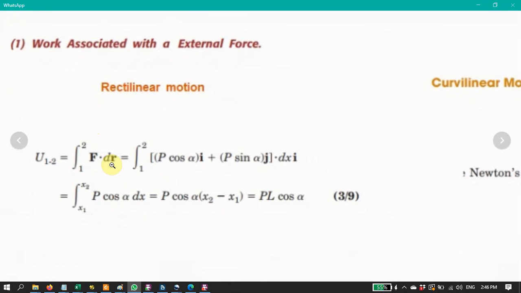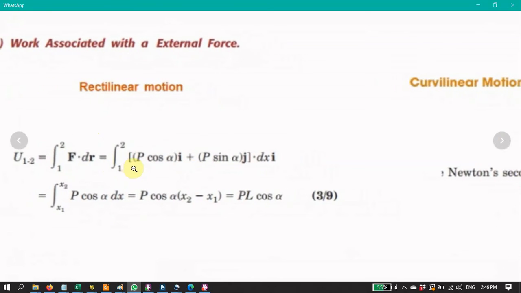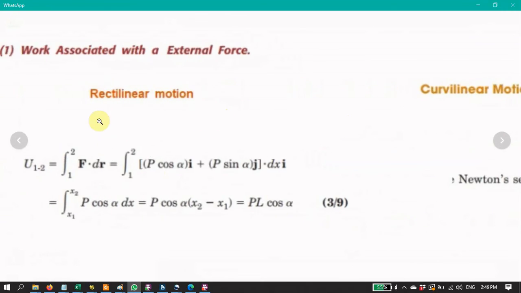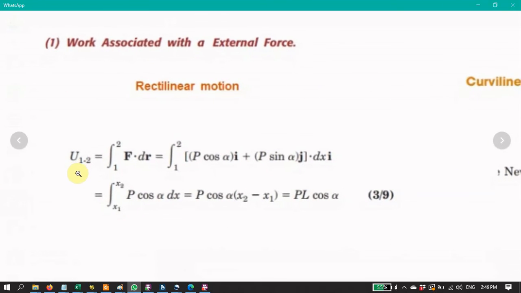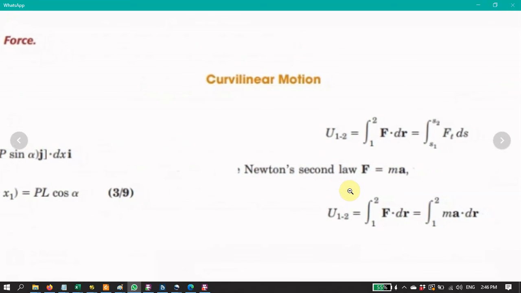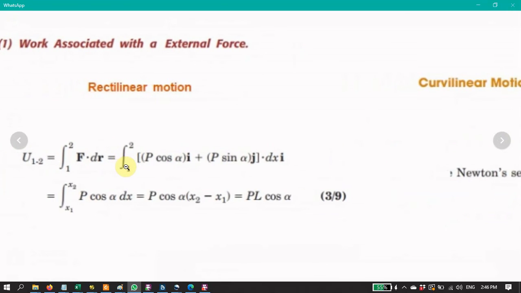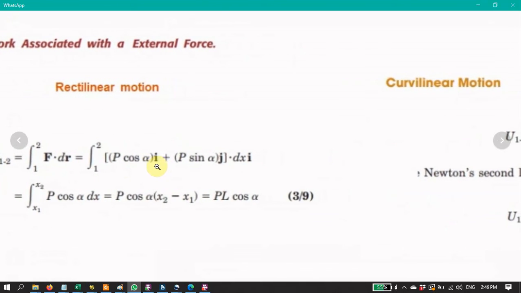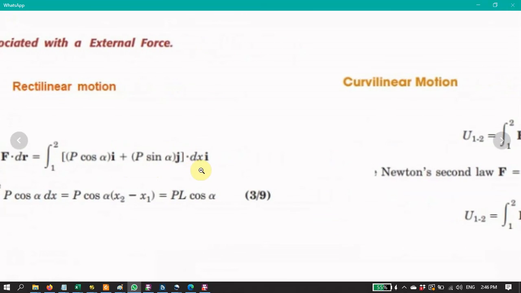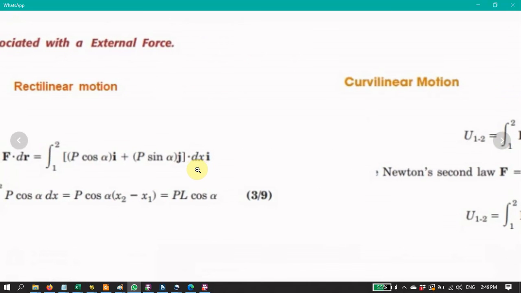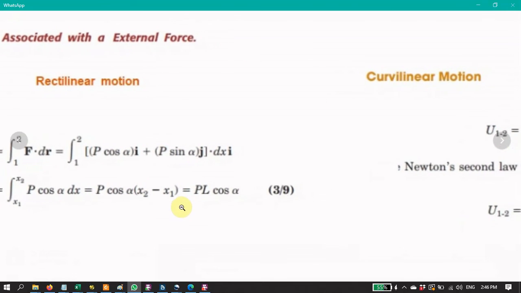So the particle can move either in rectilinear motion or in curvilinear motion. If we look at the general motion, curvilinear motion is more general, right? For the rectilinear motion, if the system works in the x direction, we need to know the position vectors, the origin of the vectors, so that we can evaluate the amount of work associated with the external force.